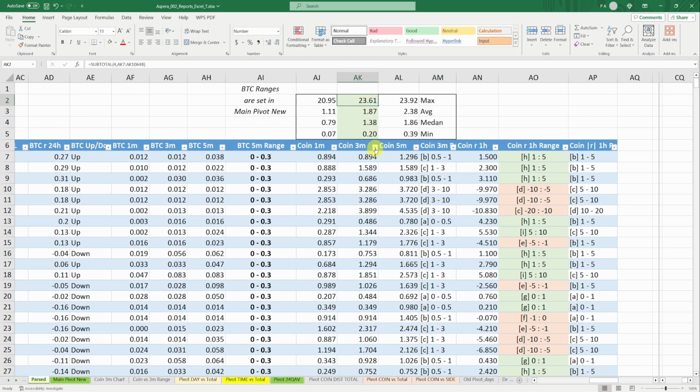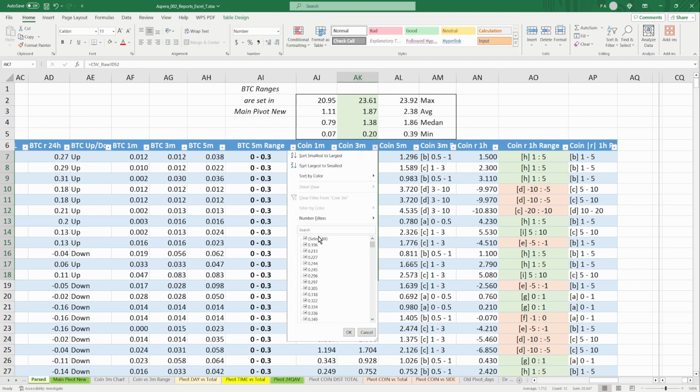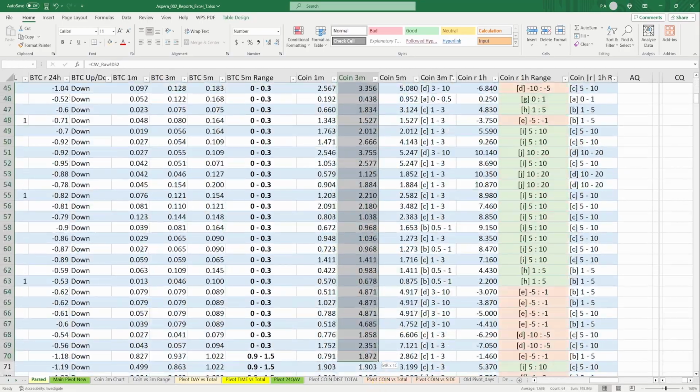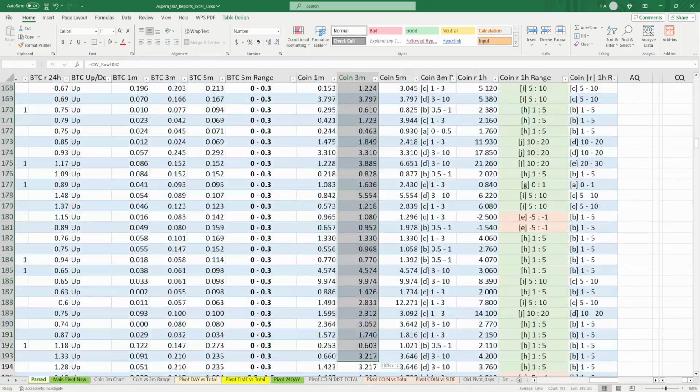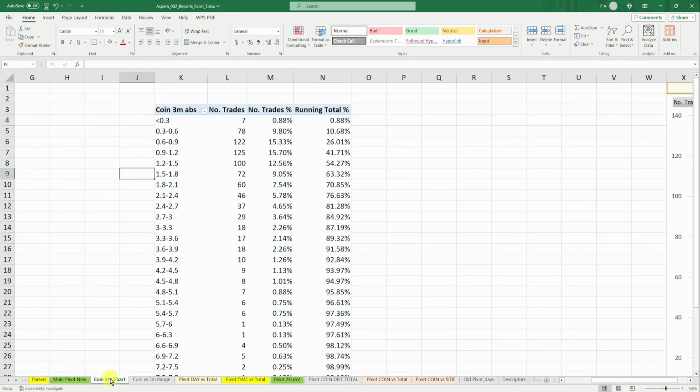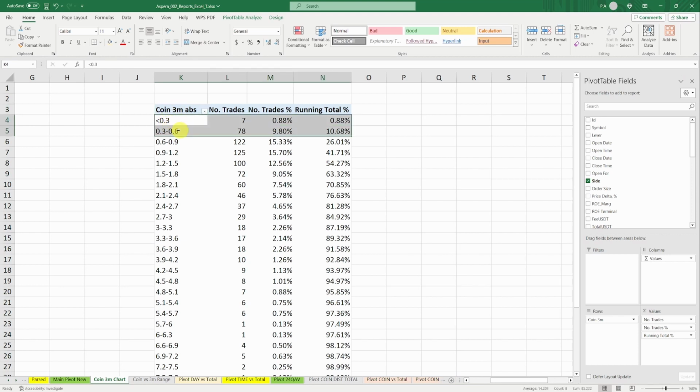Okay, so obviously my data is telling me absolutely nothing about the behavior of the coin when its 3-minute absolute volatility is below 0.2%. So I went further and decided to chart out all the different levels of 3-minute coin volatility to see where I have the most representative data. Here is the table. In this first column I have volatility groups in steps of 0.3%.